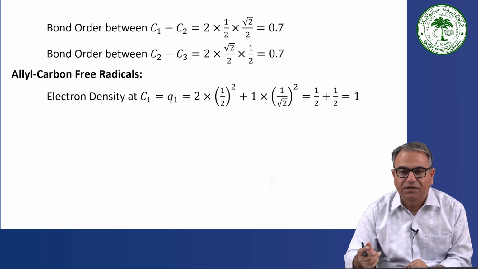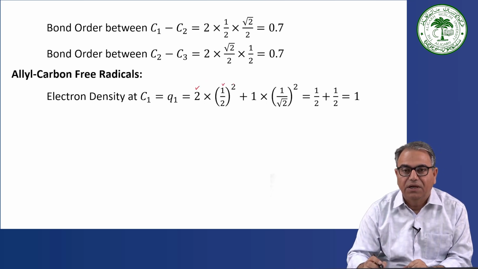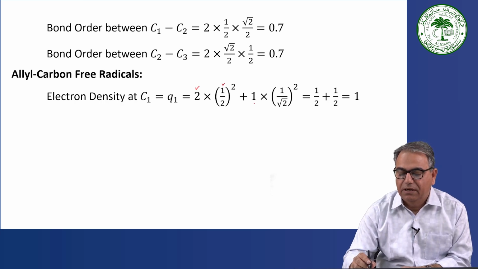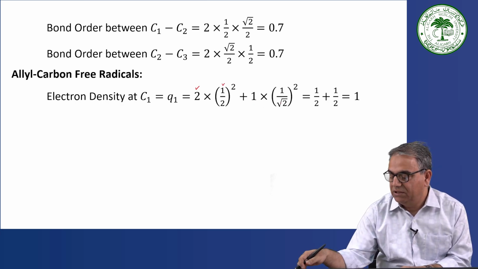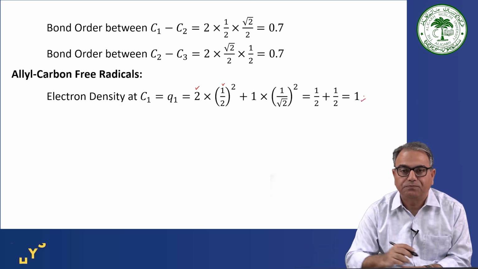In case of psi1, the bonding molecular orbital, 2 electrons are present, so the number of electrons is 2 and the coefficient is 1 by 2, so 1 by 2 square. In case of the non-bonding molecular orbital, only 1 electron is present, so the coefficient of C1 is 1 by root 2, so 1 by root 2 square, and the value comes out to be 1.